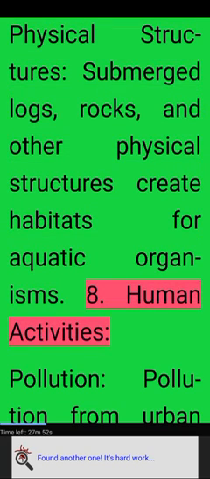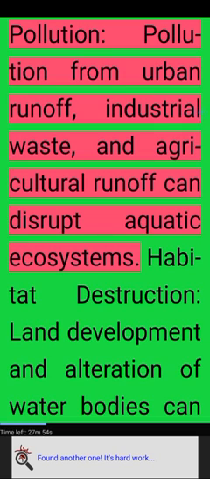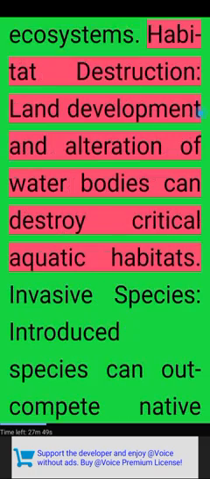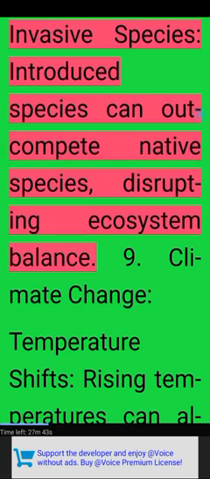8. Human activities. Pollution. Pollution from urban runoff, industrial waste, and agricultural runoff can disrupt aquatic ecosystems. Habitat destruction. Land development and alteration of water bodies can destroy critical aquatic habitats. Invasive species. Introduced species can outcompete native species, disrupting ecosystem balance.